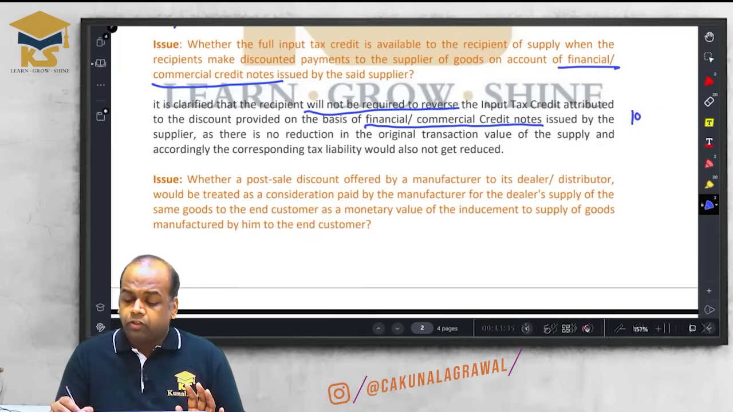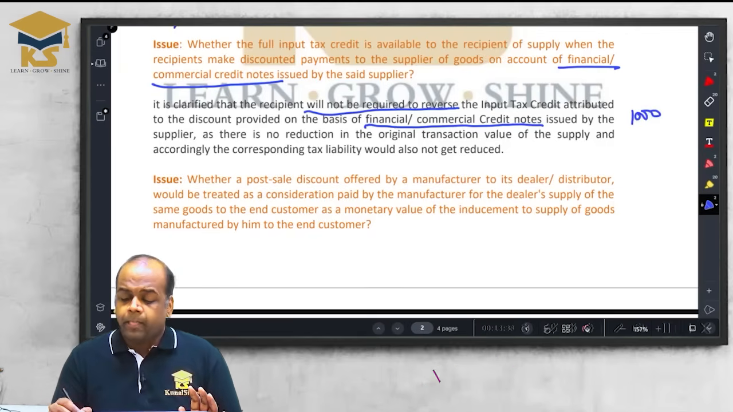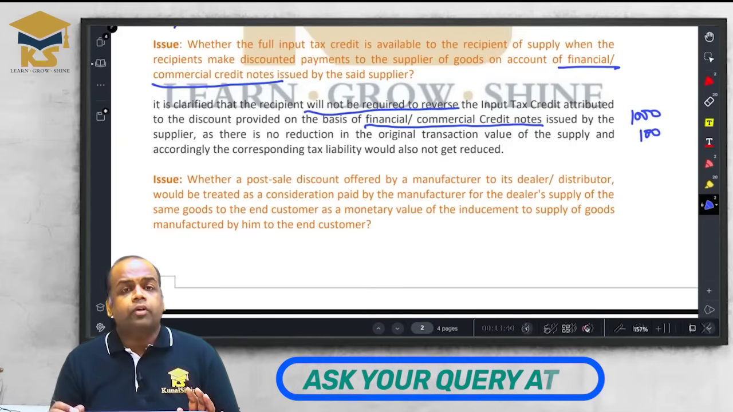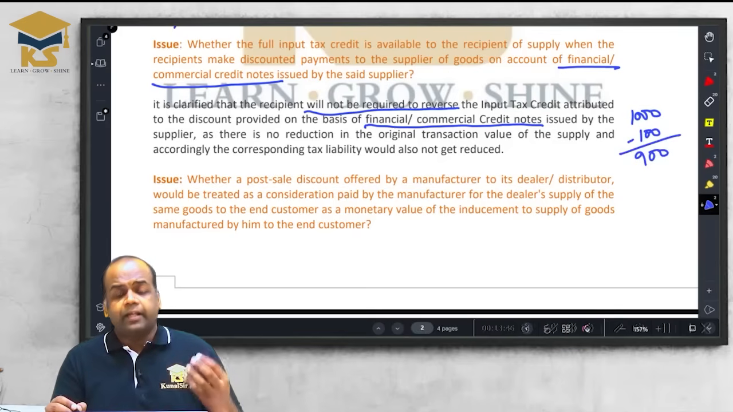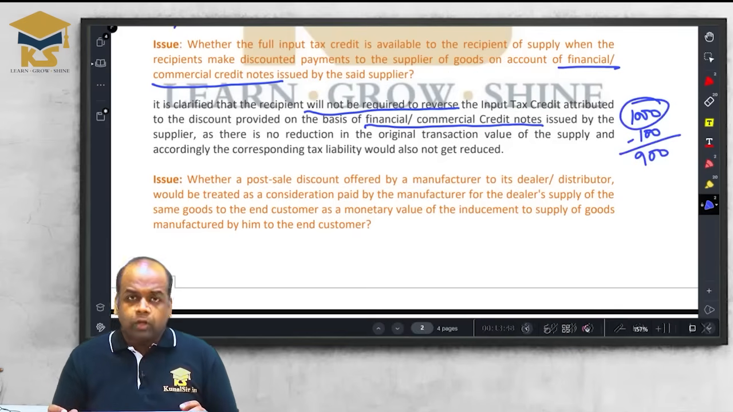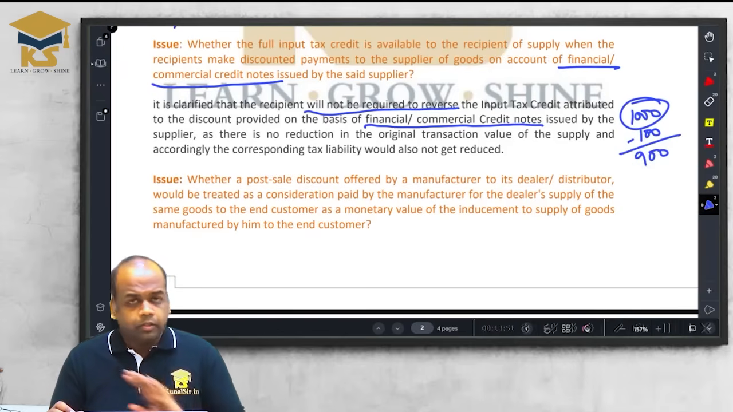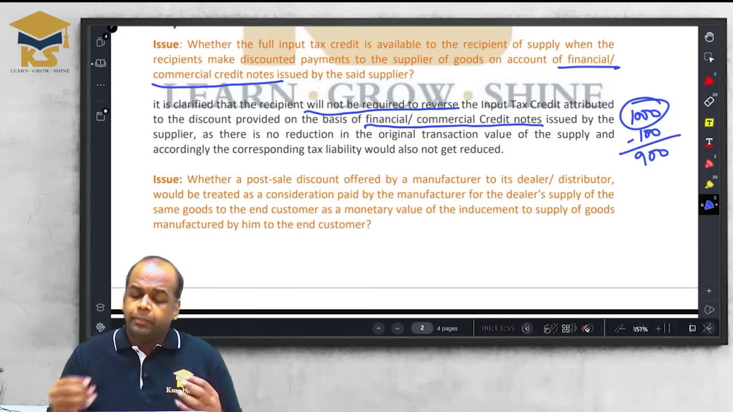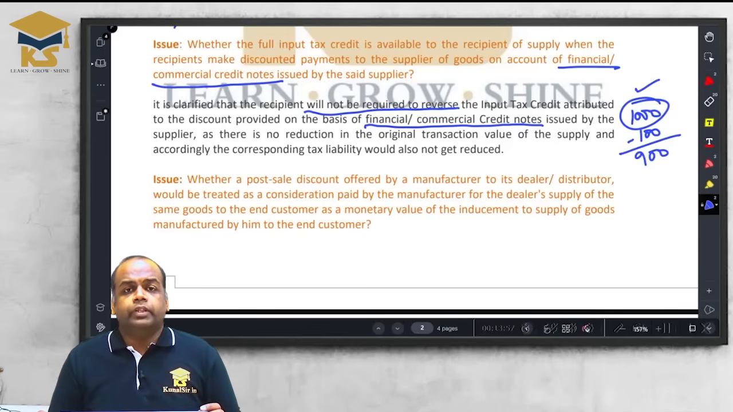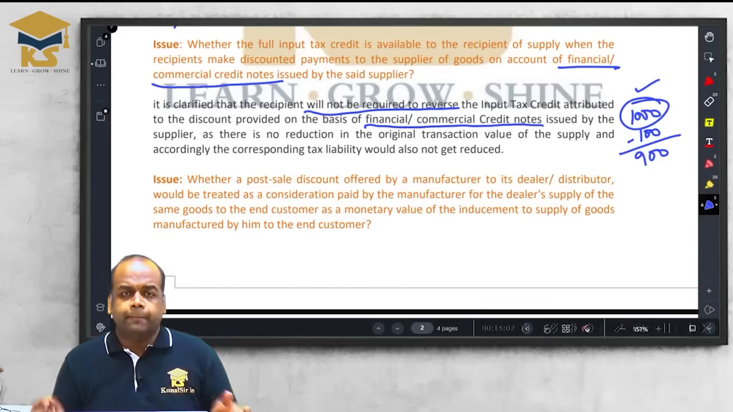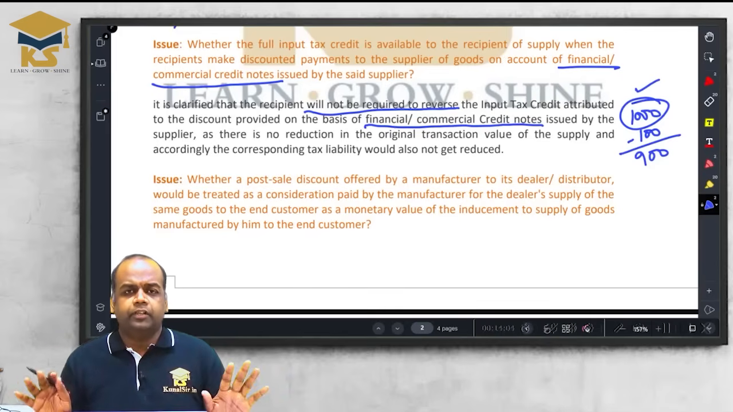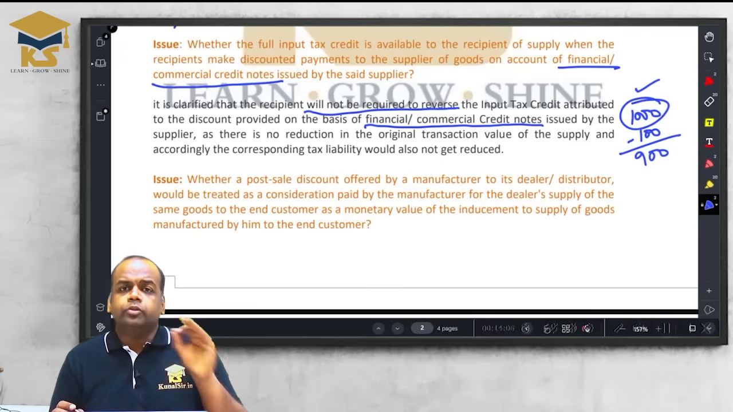Say the initial supply was of 1000 rupees. Later on, a commercial credit note of 100 rupees was issued and the final value of supply becomes 900. Now when the supplier is paying GST on 1000 rupees, there is no reduction of GST on this 100 rupees. Then the buyer will be eligible to take ITC on this 1000 rupees because the buyer has paid tax on this 1000 rupees. So, a very simple clarification. No need to reduce ITC.